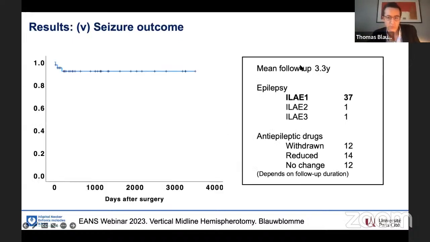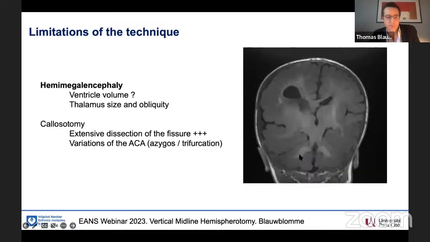So this is the follow-up. 37 cases are Engel class 1, 1 Engel class 2, and 3 Engel class 3. Half of the patients have reduced or withdrawn anti-epileptic drugs, but this is more related to the duration of follow-up than to the etiology.